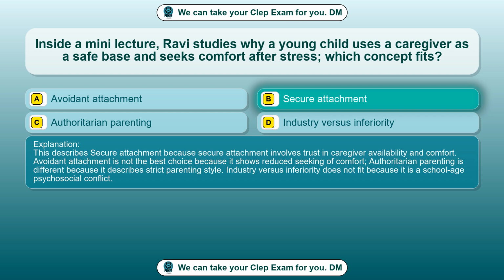This describes secure attachment because secure attachment involves trust in caregiver availability and comfort. Avoidant attachment is not the best choice because it shows reduced seeking of comfort. Authoritarian parenting is different because it describes a strict parenting style. Industry versus inferiority does not fit because it is a school-age psychosocial conflict.